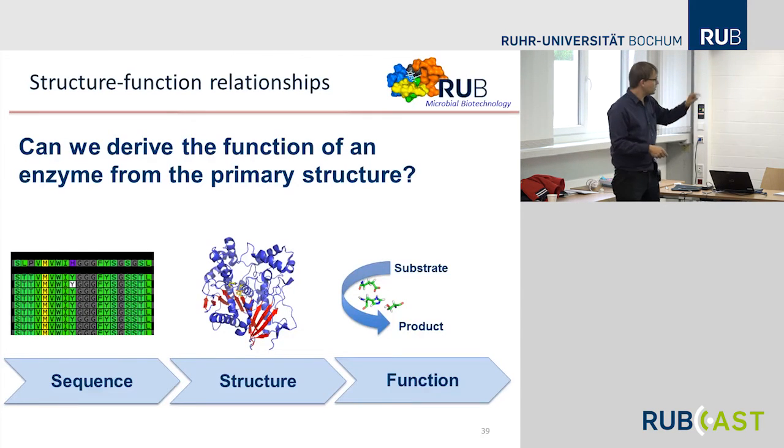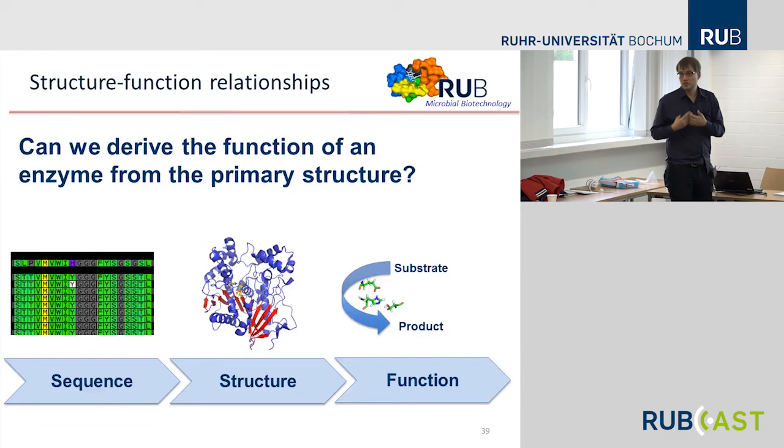So if you want to engineer something, we want to make predictions, and we have two weak points. First of all, it's very difficult to predict structures. And once we have the structure, it's still difficult to predict function. So the rational approach is still very challenging because we don't understand enzymes very well.